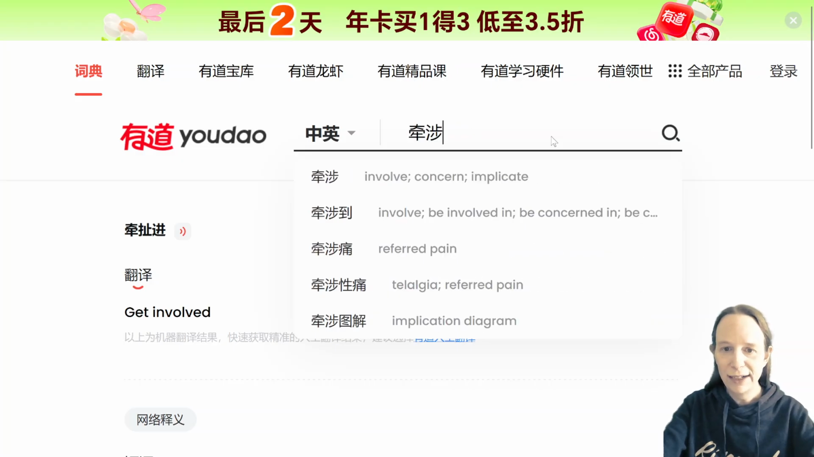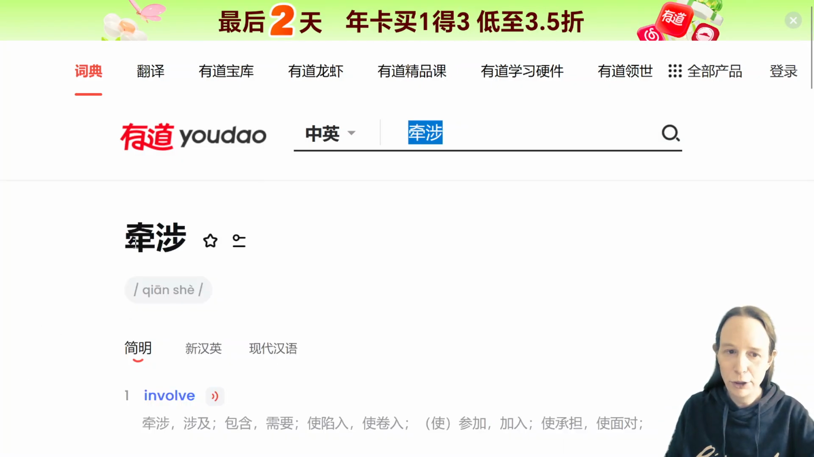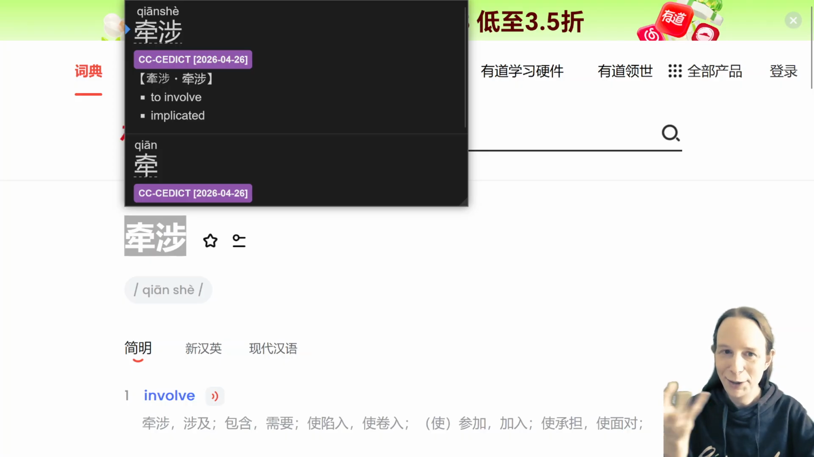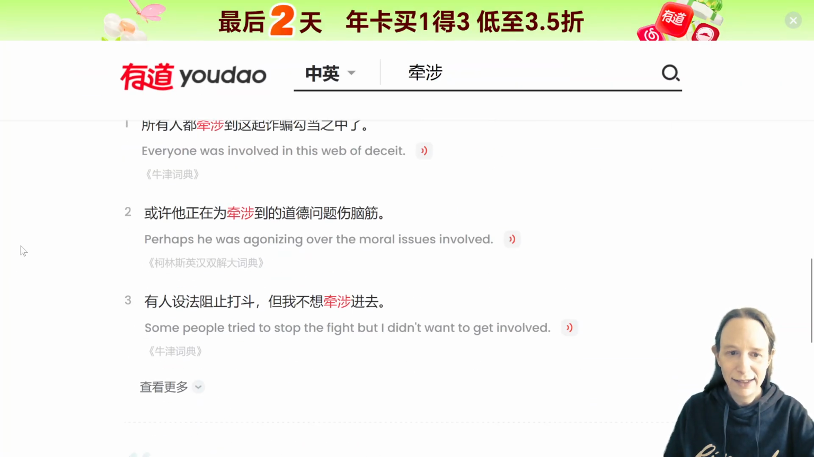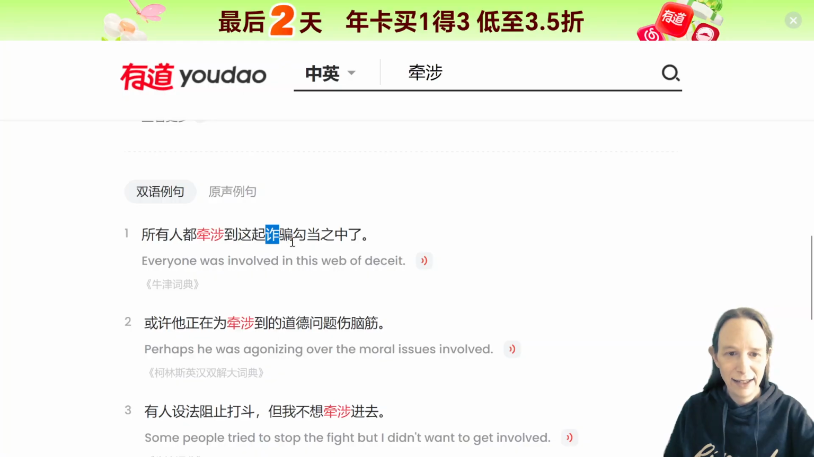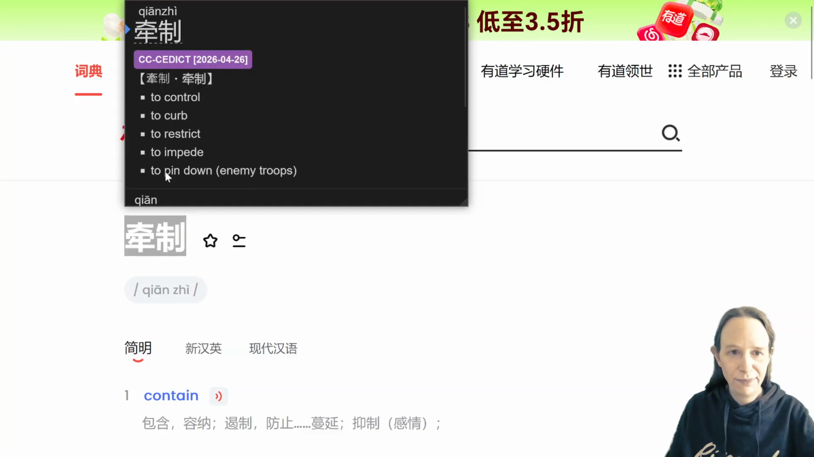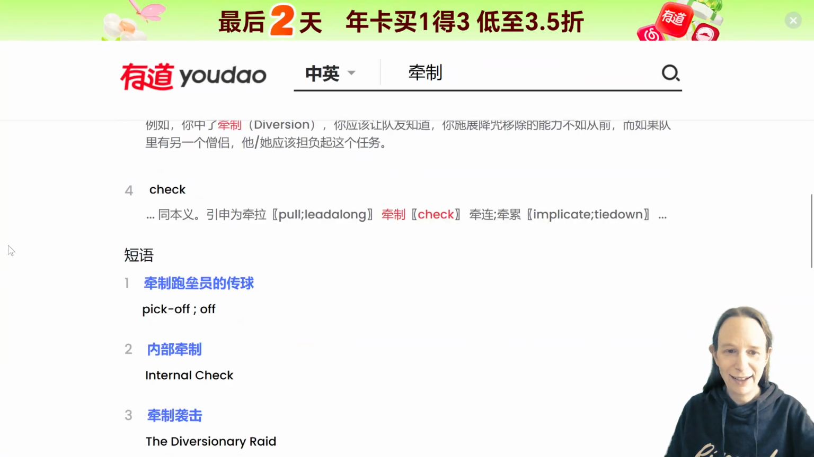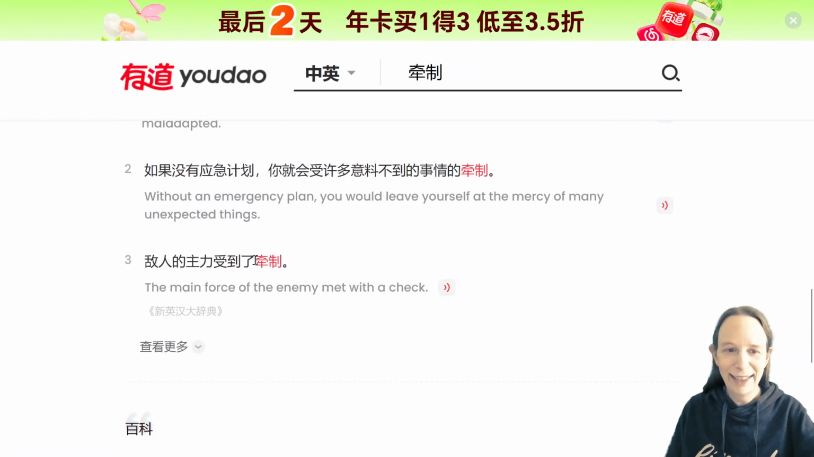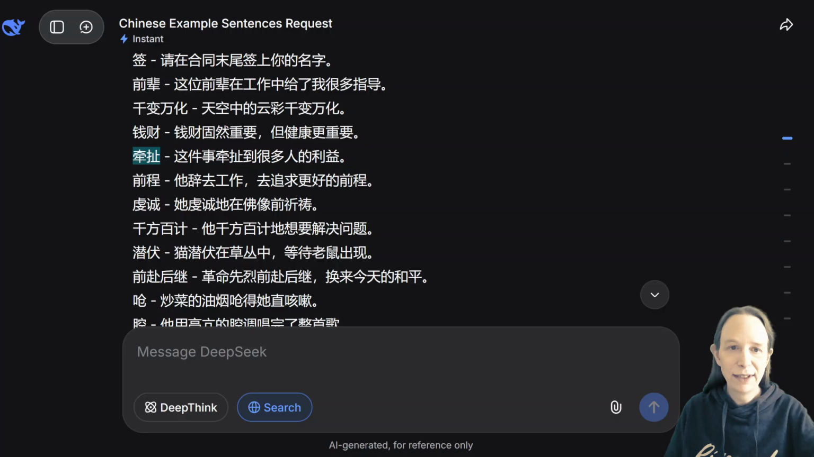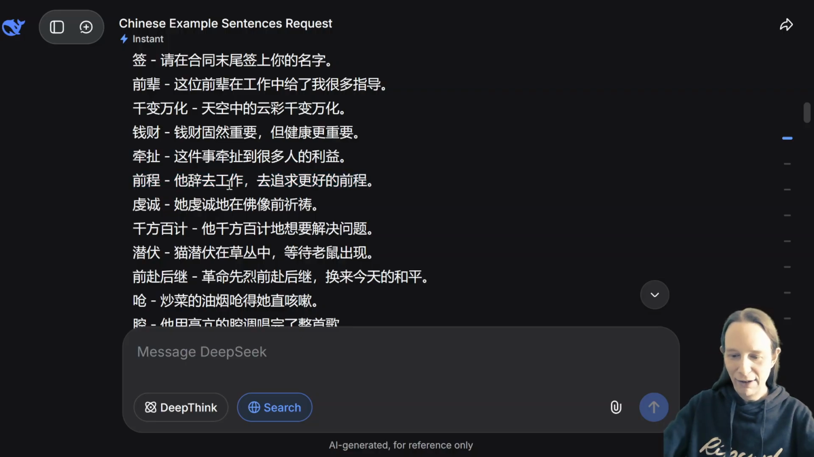Okay, I'll just give you some that I've studied. 天说 involves 天说 implicated, 天说很多人, that sort of thing. All right. And 天智. This is curb. This one I like that one. So curb, like illegal trades or something like this, etc. Right. But let's not go too far down that rabbit hole.